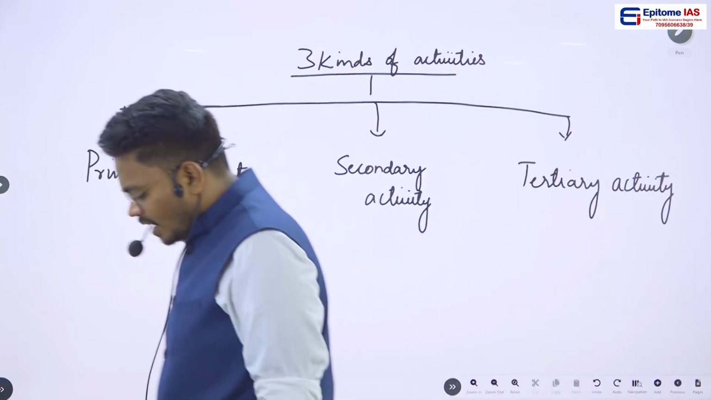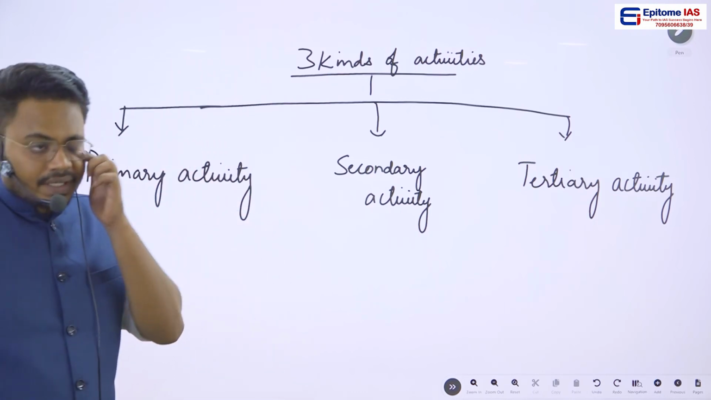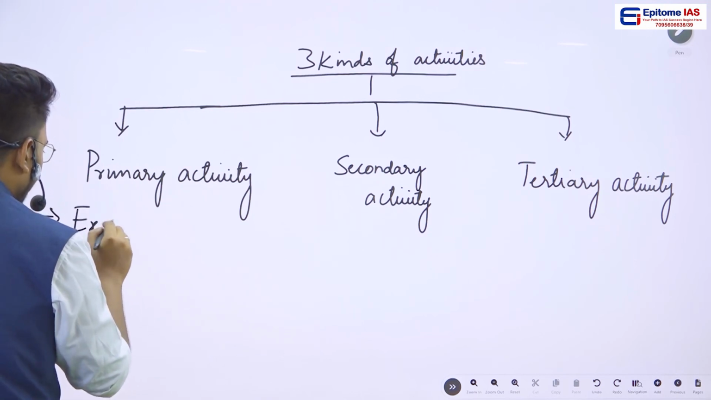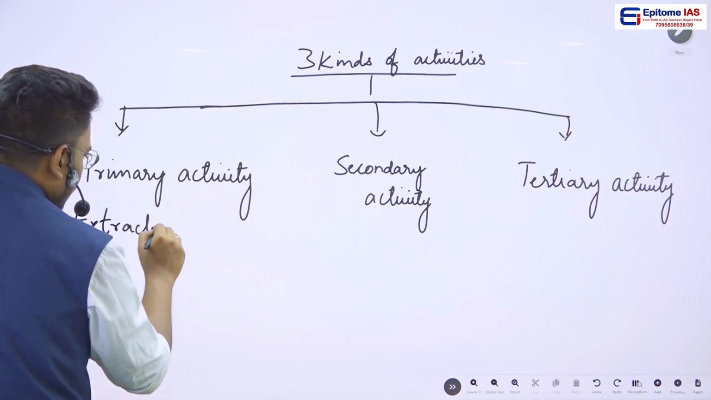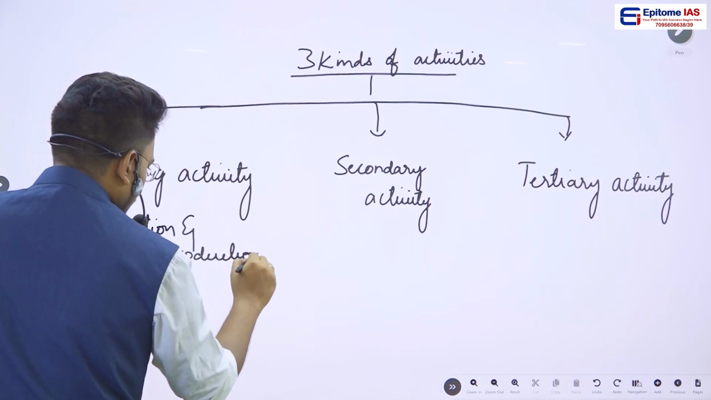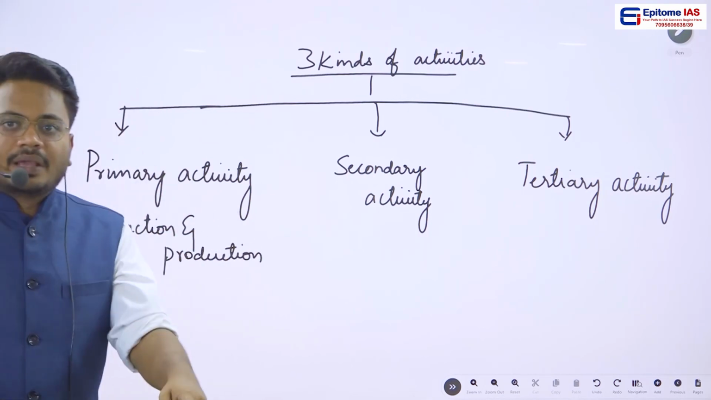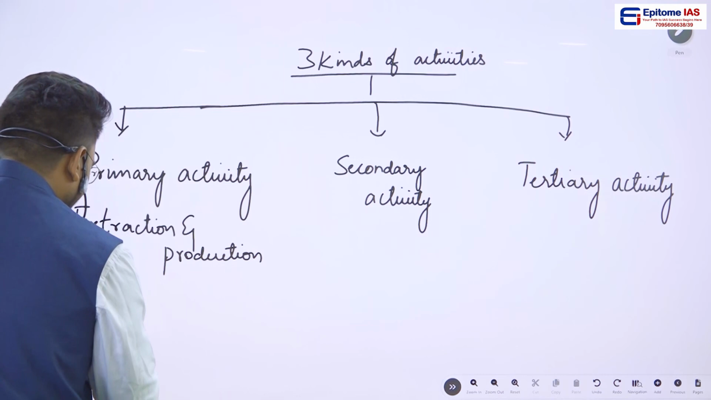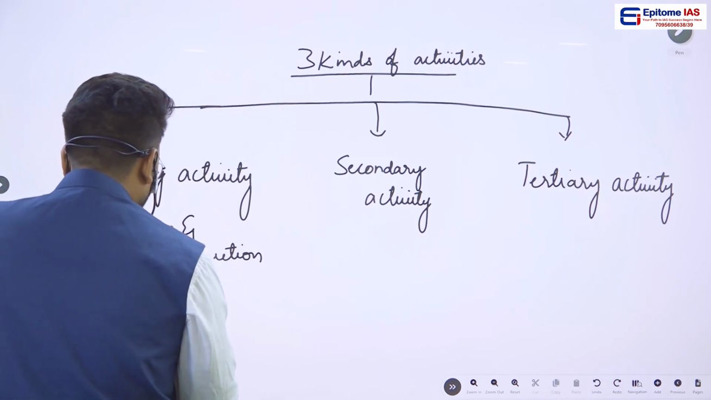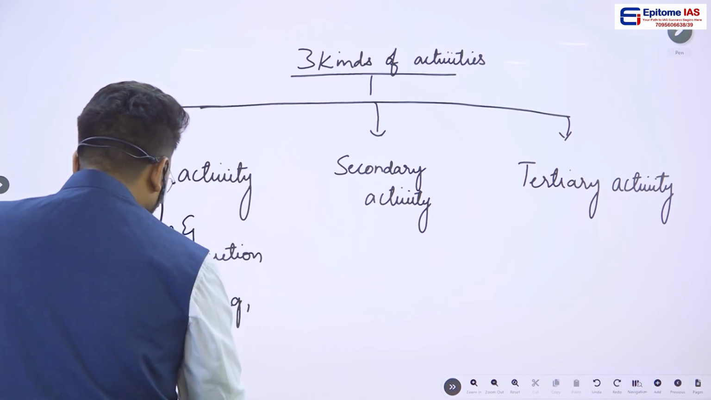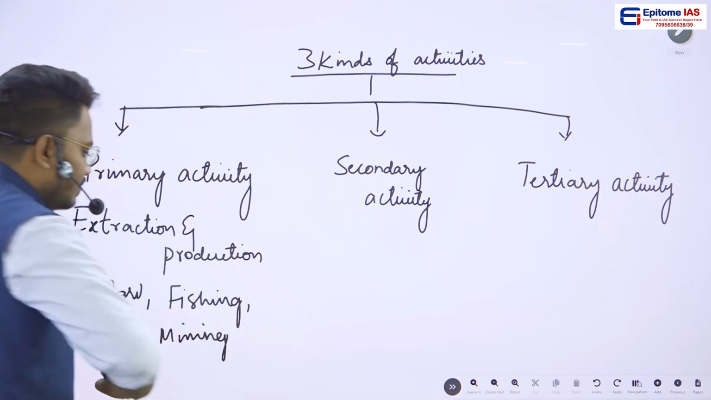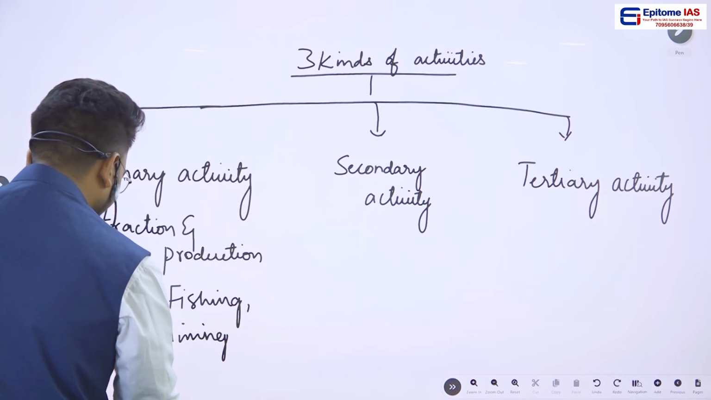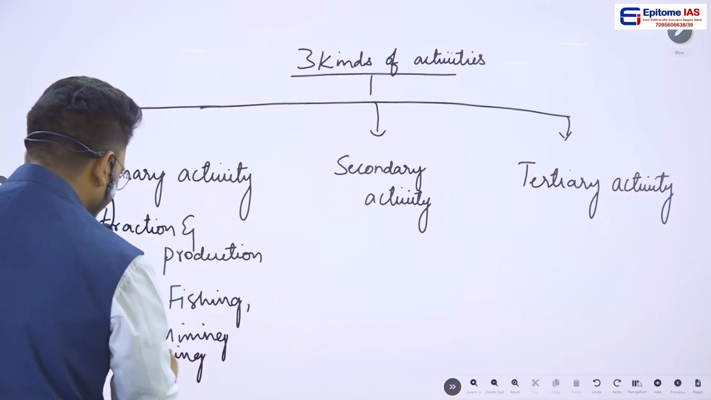Right, now what is meant by primary activity? What happens in primary activity? In this primary activity, we will be extracting, and the extraction and production of raw materials will be happening. So what is the example for primary activity? If you take examples, we can tell agriculture, then fishing, then mining. Okay, these three things we can call primary activity, and we can also consider gathering as one of the primary activities.